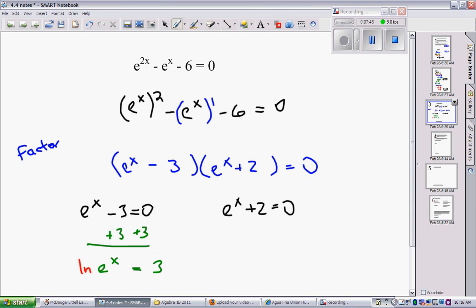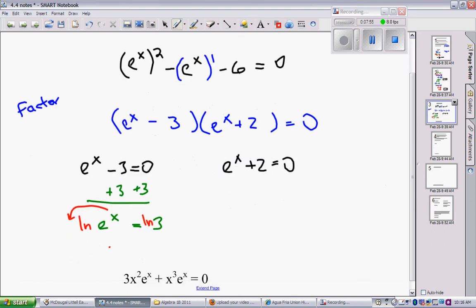Now we're going to take the ln of both sides. So the x moves up front, and the ln is going to cancel. So x is the ln of 3, which is 1.1.